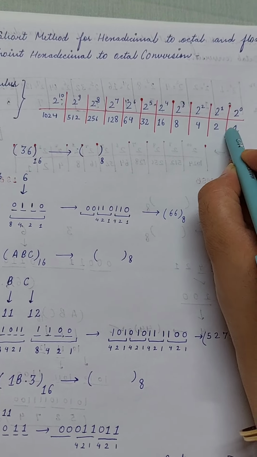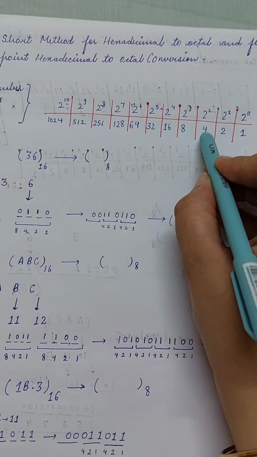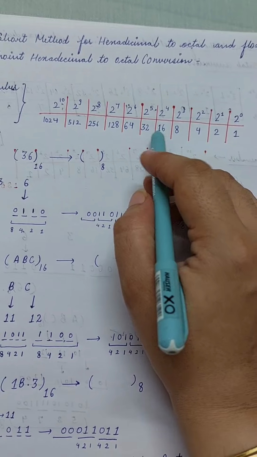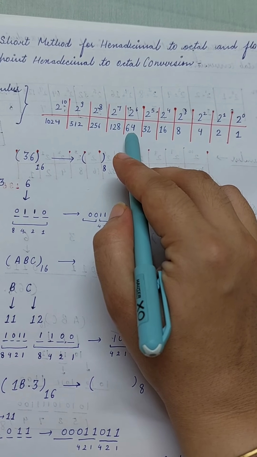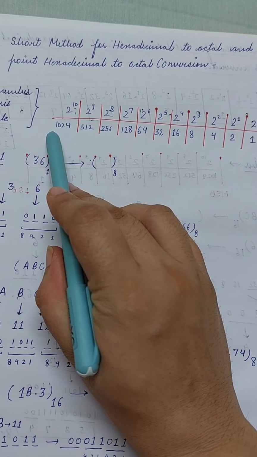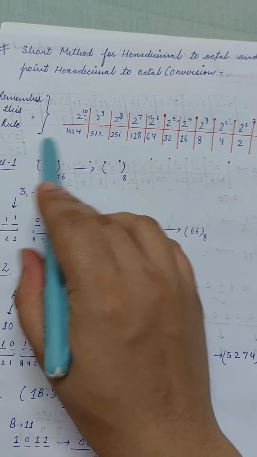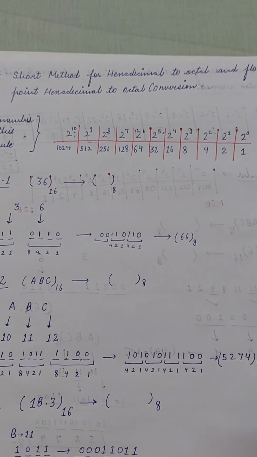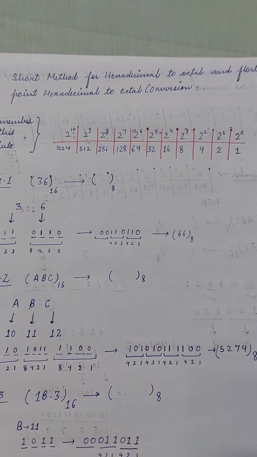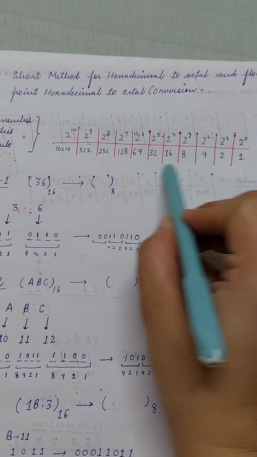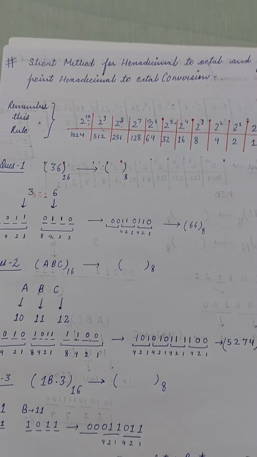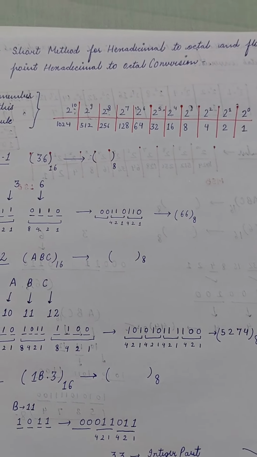Now 2 into 2 will give you 4. 4 into 2 will give you 8. 8 into 2 will give you 16. 16 into 2 will give you 32, 64, 128, 256, 512 and 1024, and likewise if it is required in any question. So I hope this table is very clear to all of you. What you have to do is just remember these lower values 1, 2, 4, 8, 16, and it will make the conversion very easy.